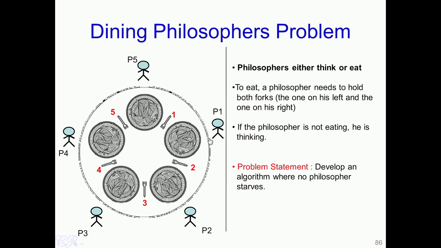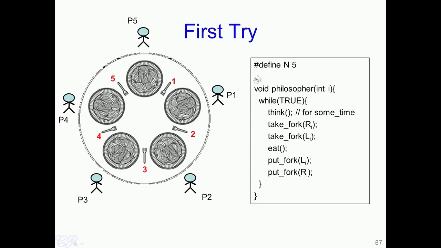So, let us start with a very naive solution to this particular problem. Let us say we have our solution over here, where we define n as 5 corresponding to each philosopher, and we have a function for philosopher. This function takes an integer value I, and this I could be values of 1 to 5 corresponding to each philosopher, that is P1, P2, P3, P4 or P5.